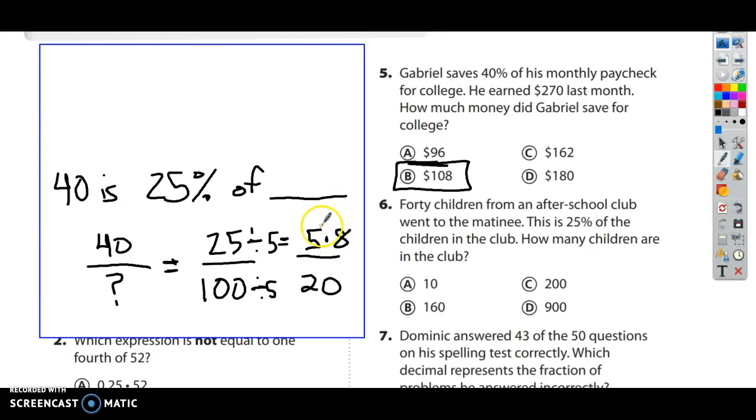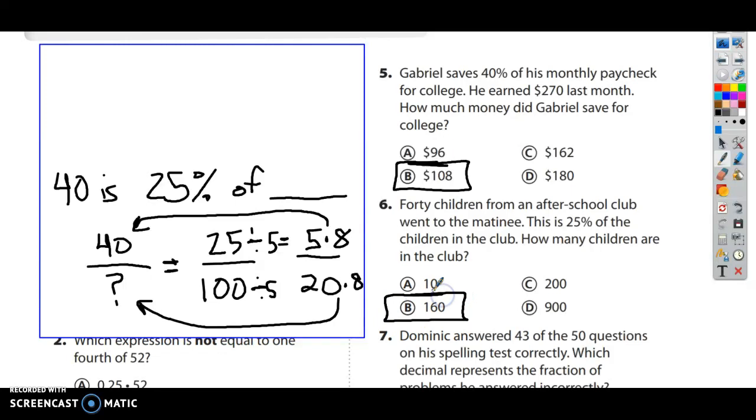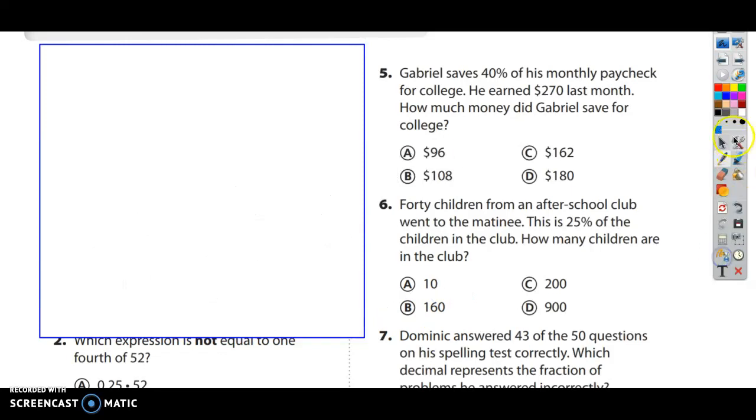And I'm going to just draw an arrow. 5 times 8 right here is 40. So I need to multiply 20 times 8, and that's going to be my unknown number. 2 times 8 is 16, so therefore 20 times 8 is 160. The answer is B. All right, let's move on.